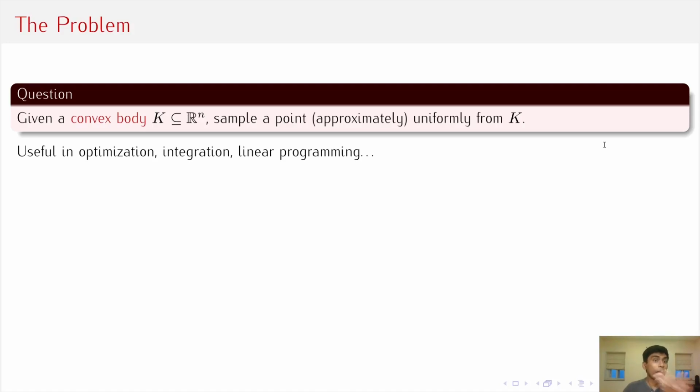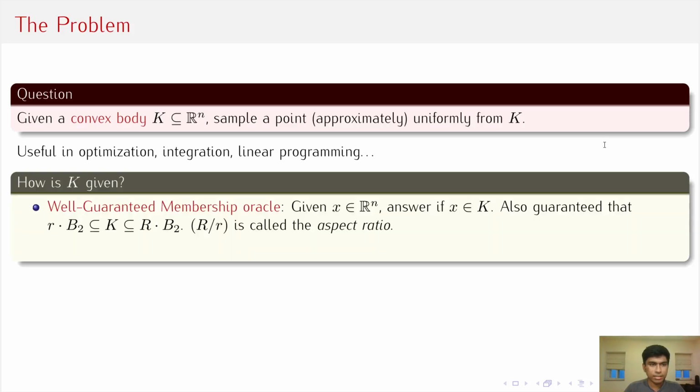So the first question should be, how is this convex body K given to you? It is given via something called a well-guaranteed membership oracle. The membership part means that if you query a point x, this oracle just tells you yes or no whether this point is in the body K or not. And the well-guaranteedness means that you're given a smaller ball of radius small r, which is contained in the body K, and a larger ball of radius capital R, which contains the body K. Typically the ratio of these two radii, R over r, is called the aspect ratio or sandwiching ratio of the body K, or rather of the oracle.